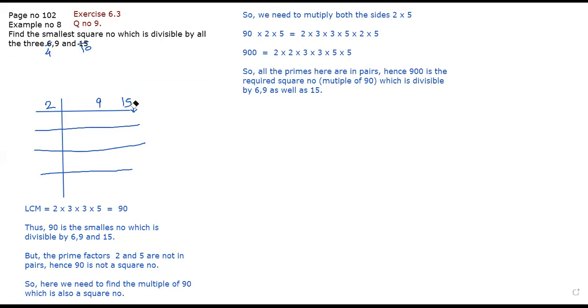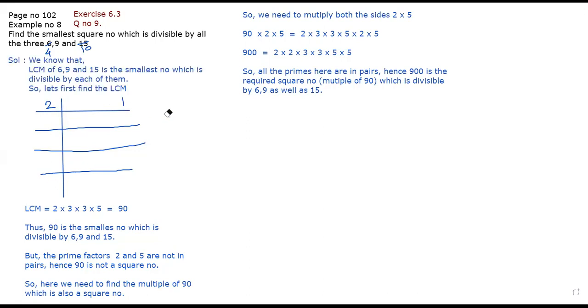Sir, we have to write now this part. Yes, you have to write. We know that LCM of 4, 9 and 10 is the smallest number which is divisible by all three. 4, 9 and 10. Tell me, by what are we starting to divide? 2. What should I write here? 2 twos are 4, 9 as it is, and 2 fives are 10.